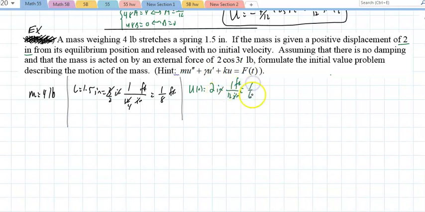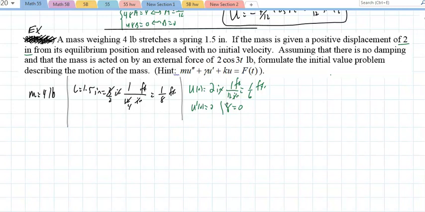That's really 1/6 of a foot from its equilibrium position and released with no initial velocity. Okay, so far so good. Assume there's no damping, even nice. If they gave us damping, we already know how to do that. We played with that over and over.